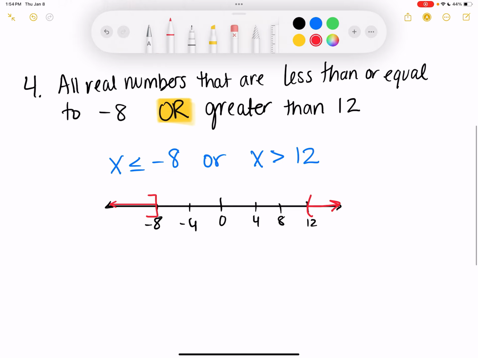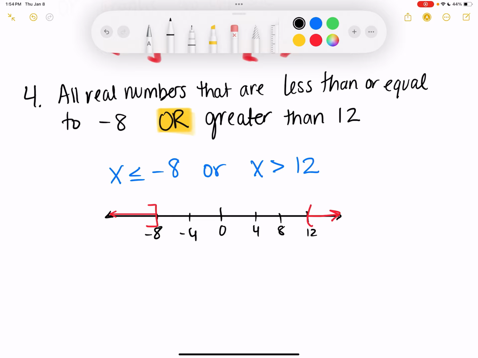Alright, I'm going to do an odd one because for some reason the or ones are even and the and ones are odd, so we're just going to do an odd one. Number 5. All real numbers.